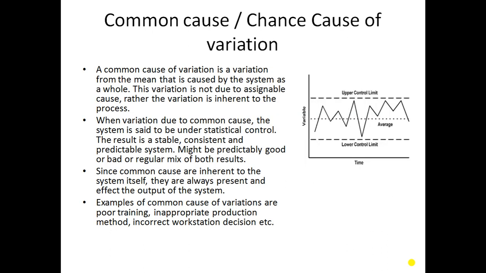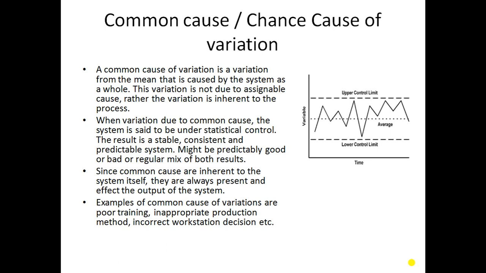Now let us discuss the common cause, sometimes called chance cause of variation. A common cause of variation is the variation from the mean that is caused by the system as a whole. This variation is not due to an assignable cause, or to any external effort. Rather, it is the inherent characteristic of the system or the process. When the variation is due to the common cause, the system is said to be under statistical control. The result is stable, consistent and predictable.